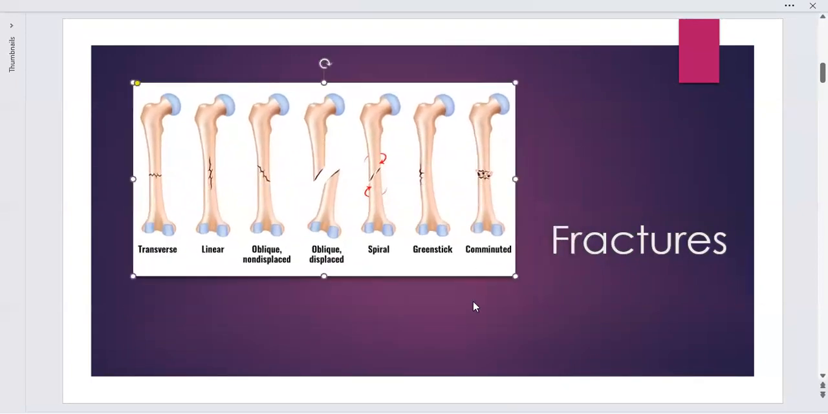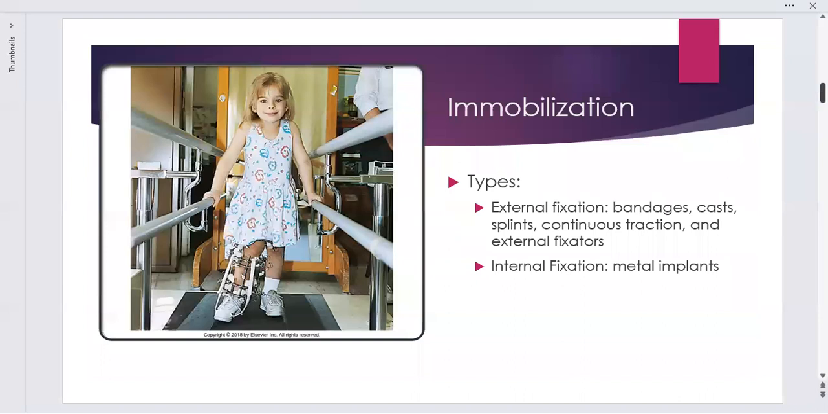Greenstick, the bone is angled or bent beyond the limits. Okay, so you can kind of just see that insult here. And then for comminuted, we can see we've got some bone fragments and pieces of that bone there. Okay. All right, so often with our fractures, how we're going to work through our healing process involves immobilization, okay?